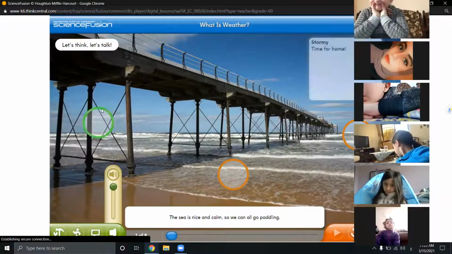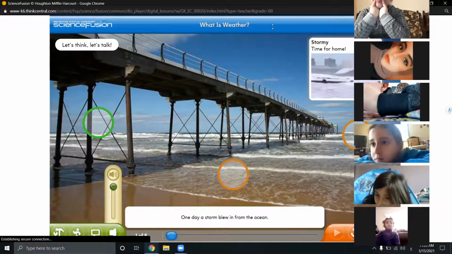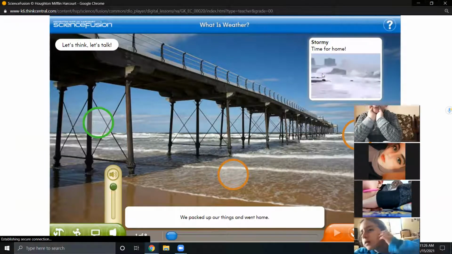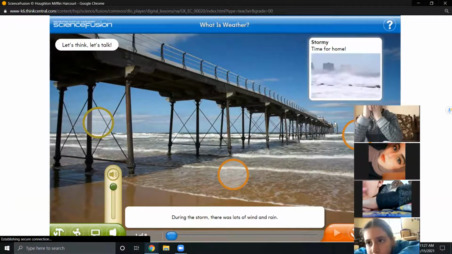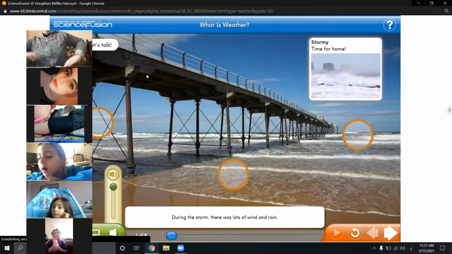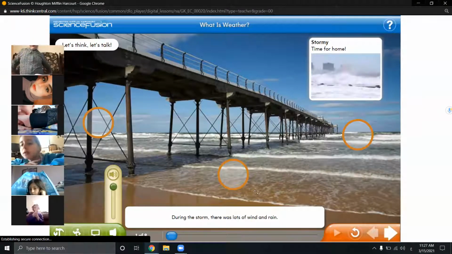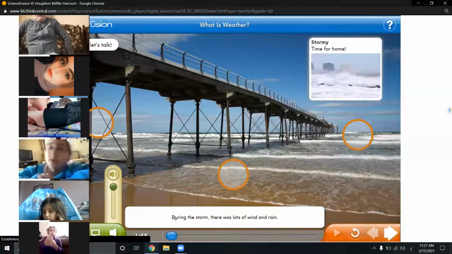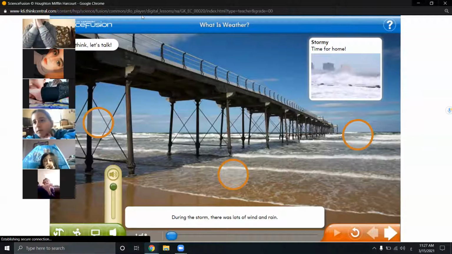Okay. Let's see this one. One day, a storm blew in from the ocean. We packed up our things and went home. During the storm, the waves here are dangerous. There was lots of wind and rain. Okay, especially when it's mixed with rain and storm or strong wind, okay? Here they showed us three kinds of weather, okay?